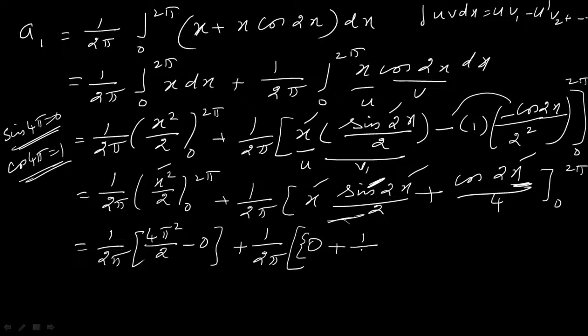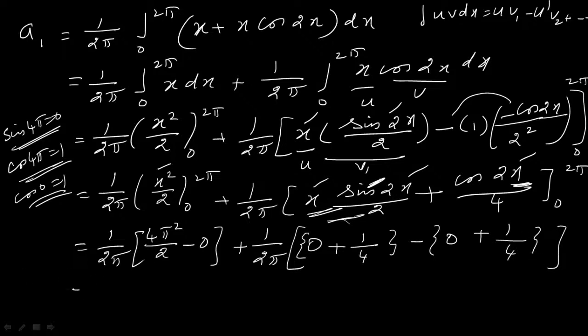So 1 by 4 minus lower limit. If you replace this x by 0, what happens? 0 into anything is 0, plus cos 2 product 0, that is cos 0. You know the value of cos 0, that is 1. That is 1 by 4.